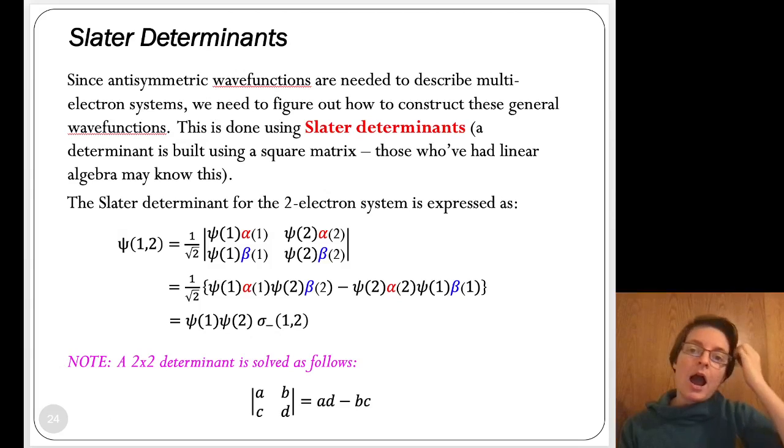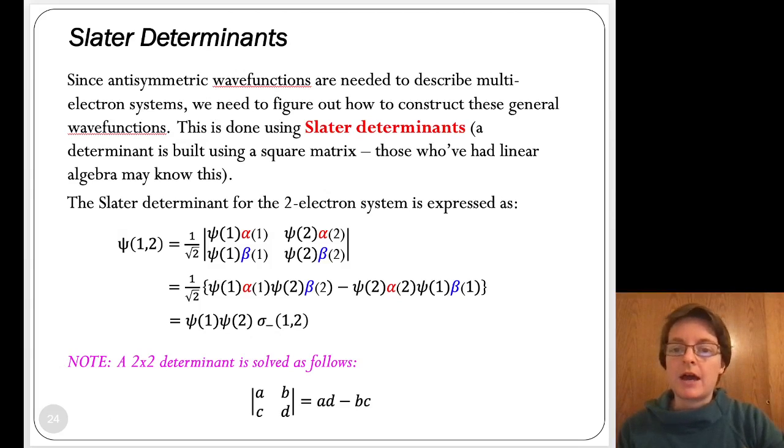Okay, I do want to briefly mention an idea that will show up in the literature called Slater determinants. It's a way of showing us more systematically how to generate an antisymmetric wave function. If you've taken a linear algebra course, a determinant is a way of taking a matrix and computing a particular property of it called a determinant.